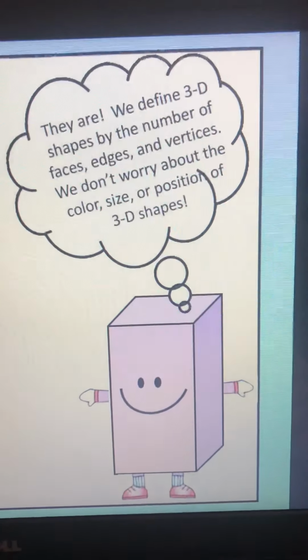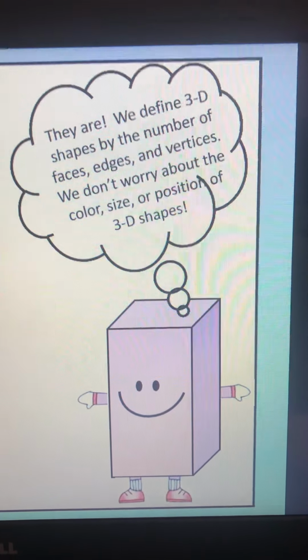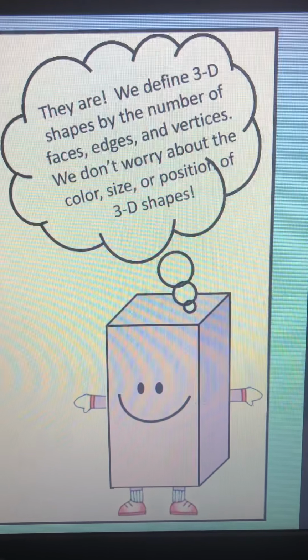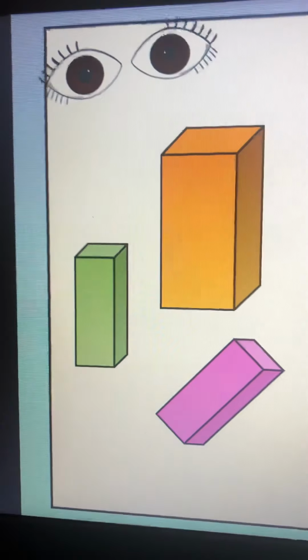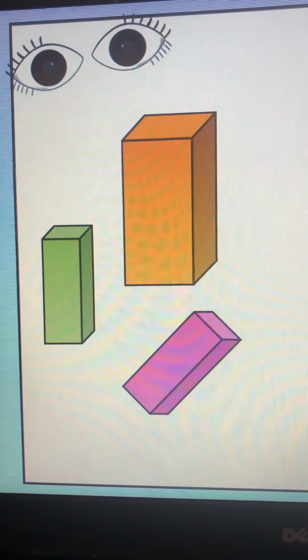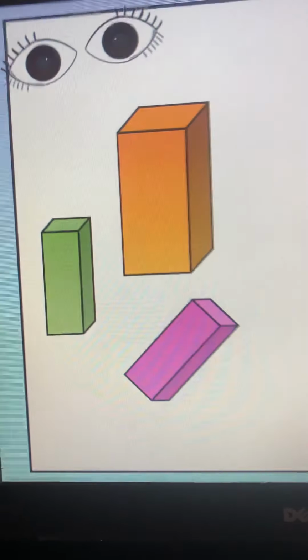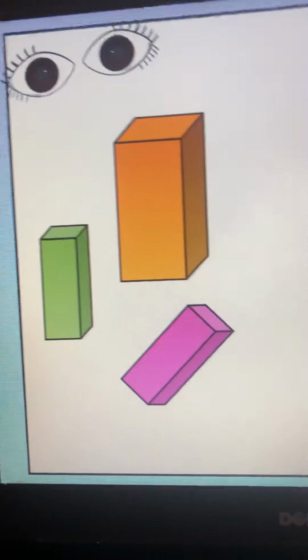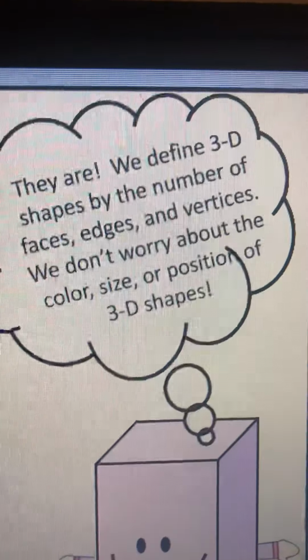And obviously, yes, they are the same. We define 3D shapes by the number of faces, edges, and vertices. We'll talk about those in a second. We don't worry about the color, the size, or position of the 3D shape. Just as I was saying a minute ago about 2D shapes, it doesn't matter what color or how big it is, or if it's straight up or sideways or crooked like that. It's still all the same shape because, well, they have three things in common.